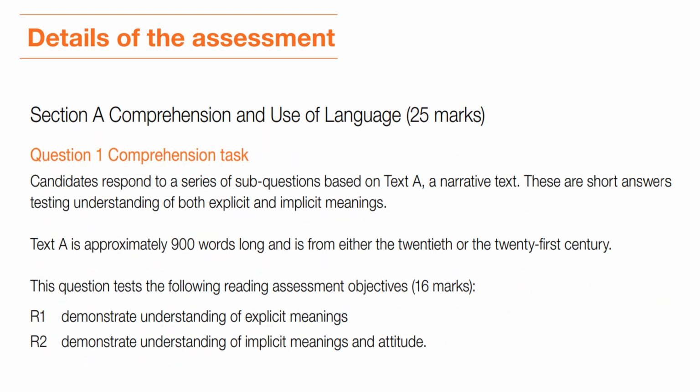Afterwards, when we look at Section A, comprehension and use of language, 25 marks, Question 1 and Question 2 are based on Section A. So here we have a series of sub-questions based on Text A, which is a narrative text. Narrative text means that it is a part of some story, and these are short answer questions testing understanding of both explicit and implicit meaning. Now this text is approximately 900 words long, and it is either a 20th or a 21st century text. So this question tests the following reading assessment objectives for the 16 marks: demonstrate understanding of explicit meaning and understanding of implicit meaning. So explicit meanings are the questions which can be directly stated from the text, and implicit are your understanding-based questions.